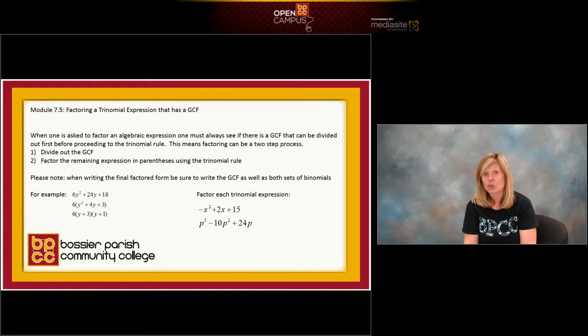It is obviously a trinomial. There are 3 terms, and yes, they are written in the correct descending order. But I am not going to do the trinomial rule first, because look at the leading coefficient. It is not a 1. It is a 6. So that changes up the game.